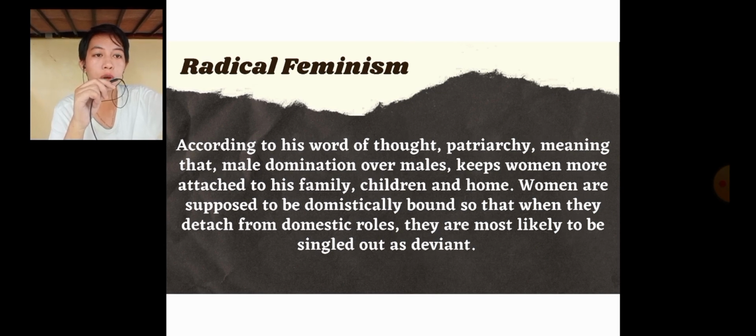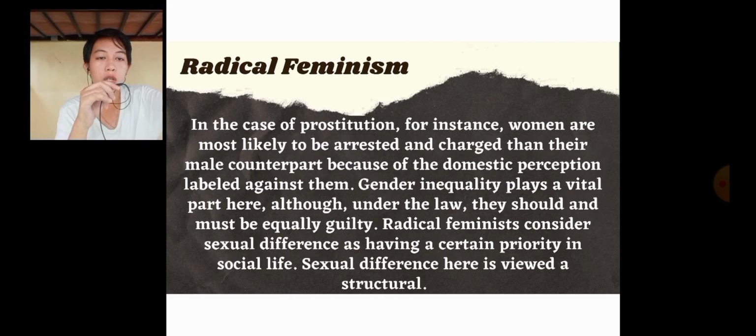According to this school of thought, patriarchy, meaning male domination over females, keeps women more attached to family, children, and home. Women are supposed to be domestically bound so that when they detach from domestic roles, they are most likely to be singled out as deviant. In the case of prostitution, for instance, women are most likely to be arrested and charged than their male counterparts because of the domestic perception labeled against them. Gender inequality plays a vital part here, although under the law, they should and must be equally guilty.